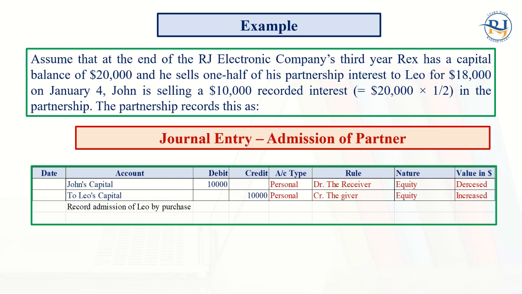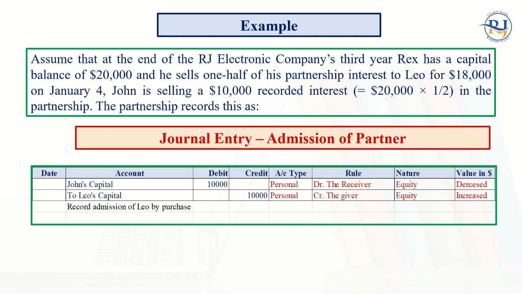I'm just going to explain this concept with one example. So for the admission of the partner, assume that at the end of the RJ Electronic Company's third year, Rex has a capital of $20,000 and Rex sells one half of his partnership interest to Leo for $18,000. On January 4, the recorded interest would be $20,000, and 50% of that will be $10,000 in the partnership.